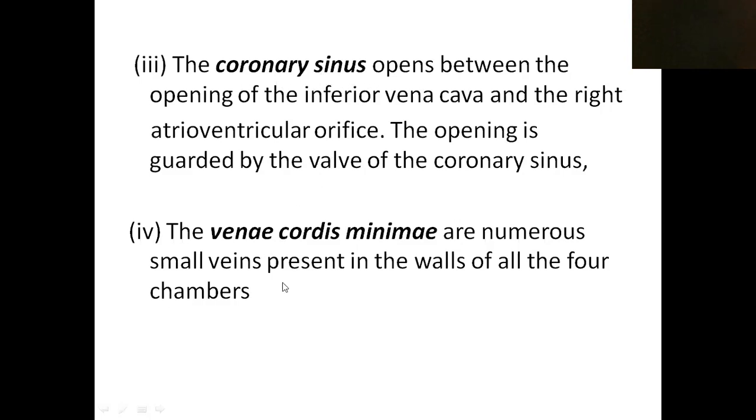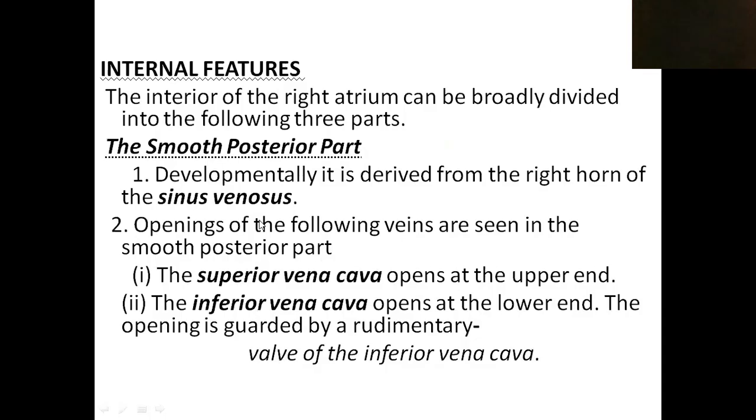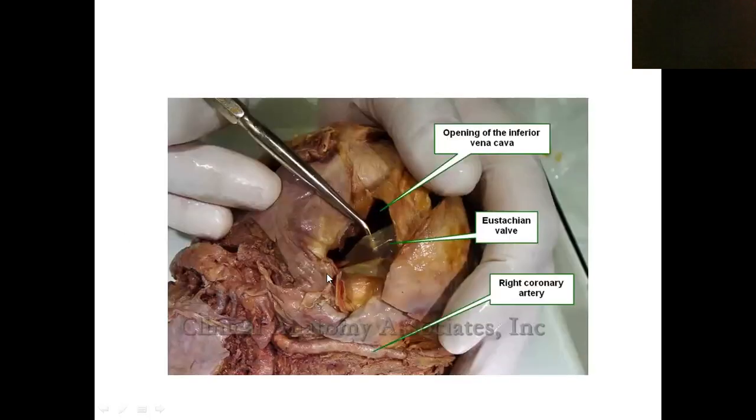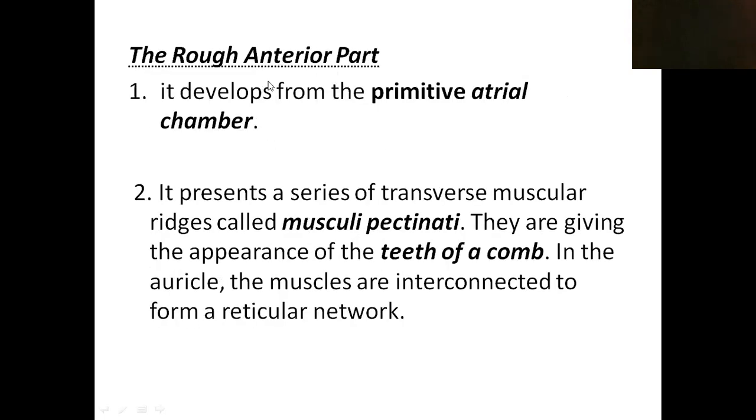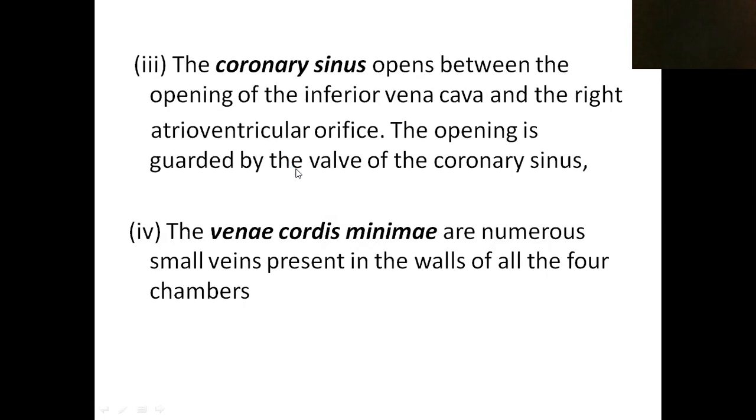In addition to that vein, some small veins are also there, known as venae cordis minimi. Openings of those veins are also seen in the posterior wall. The three major openings seen in the posterior wall are the superior vena cava, the inferior vena cava, and the coronary sinus. In addition, small openings of the venae cordis minimi are there. So the posterior wall is clear: comparatively smooth, with these major openings.